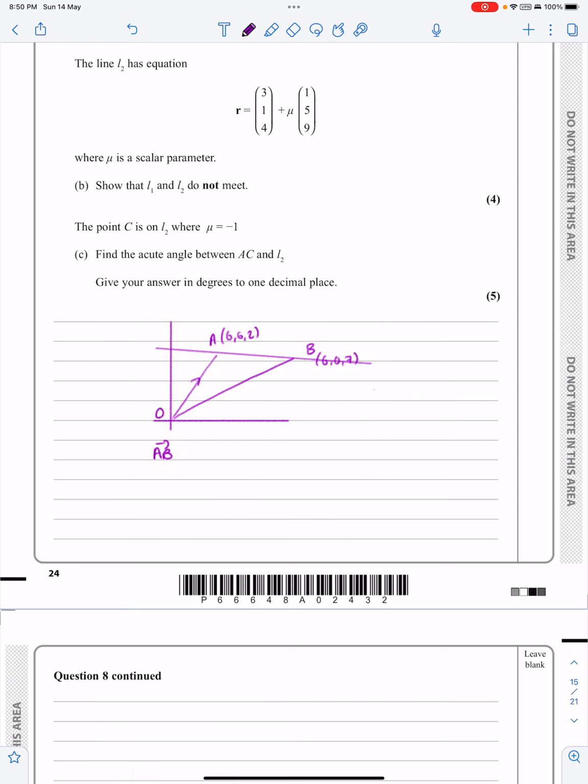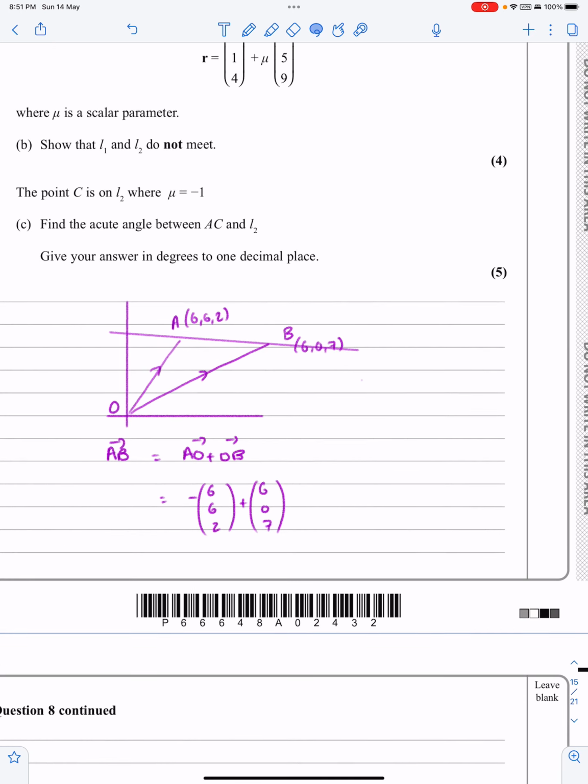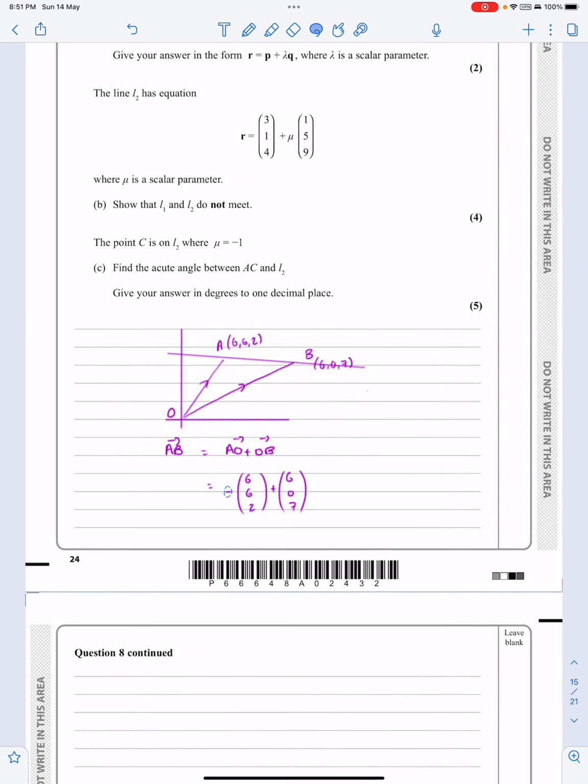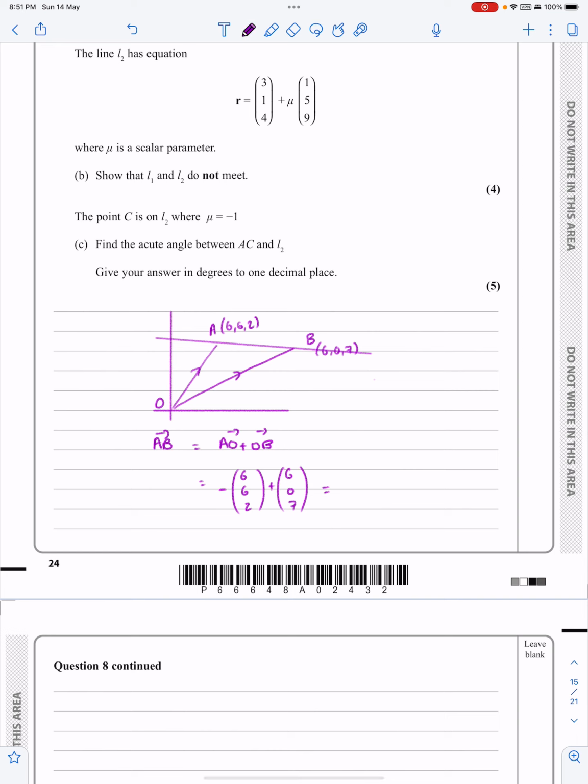So in this case here, call that O, AB is going to be AO plus OB, so it's going to be minus (6, 6, 2) plus (6, 0, 7). Just improve my handwriting there. And what does that work out to be? That works out to be (0, -6, 5) here.